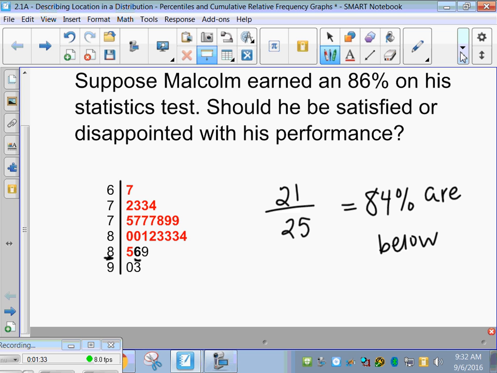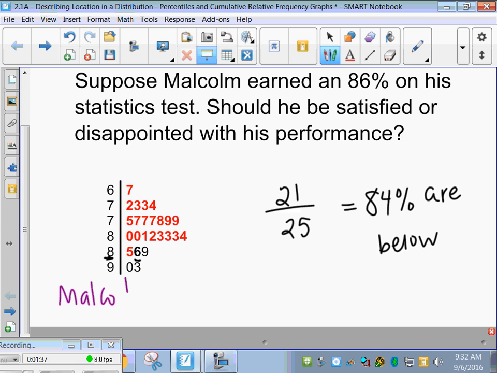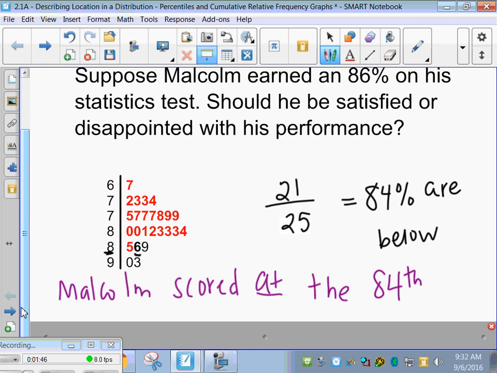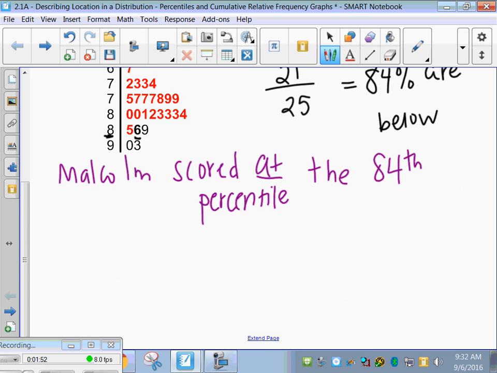So the way that we answer this question is: Malcolm scored at the 84th percentile. That word "at" is important. That's how we say it. You scored at the 84th percentile. So basically, he's above 84% of the class.